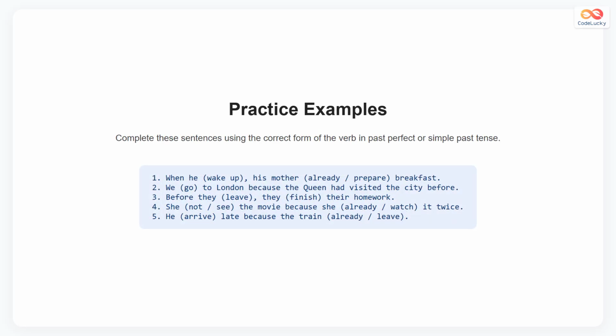Try completing these sentences using past perfect or simple past. When he woke up, his mother had already prepared breakfast. We went to London because the Queen had visited the city before. Before they left, they had finished their homework. She had not seen the movie because she already watched it. He arrived late because the train had already left.